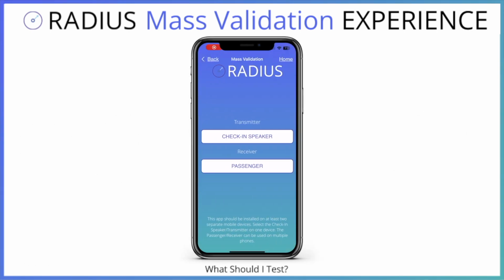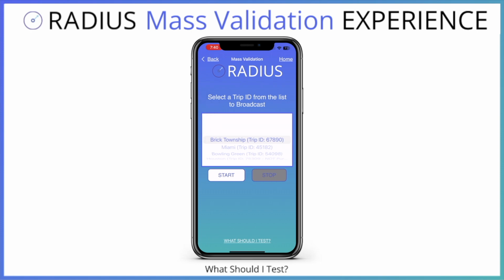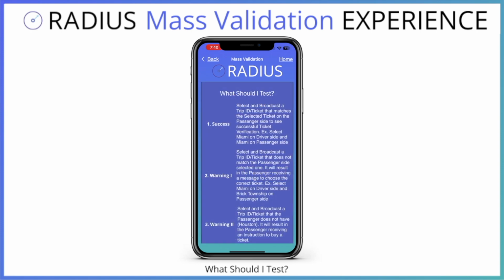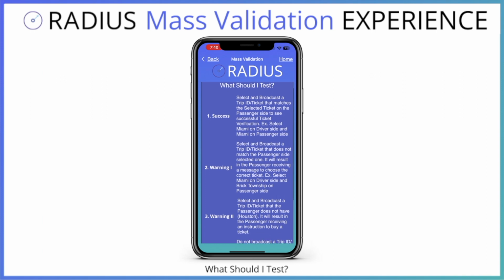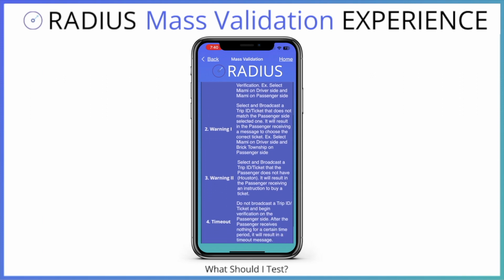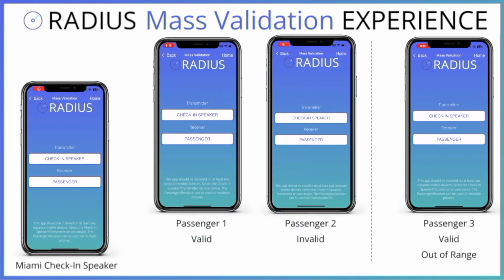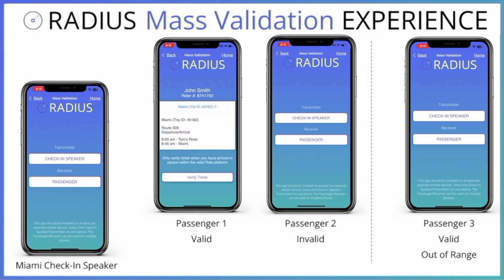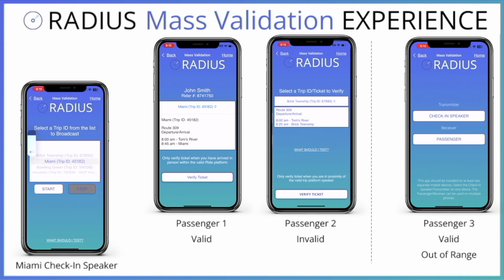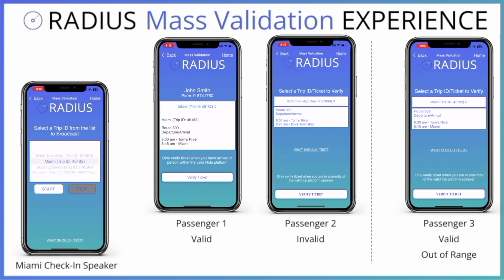Before we immerse ourselves in the journey of a passenger traveling using train and bus mass validation, first, let's explore functionality within the Experience app. The roles are check-in speaker and passenger. Each offers a What Should I Test section that highlights the various verification scenarios to explore. We'll assume a trip to Miami on the check-in speaker. The verification results are a successful verification, an incorrect ticket warning, a timeout if the passenger is not in range, and a no-ticket warning. The fourth will be explored in the immersive section of the demonstration.